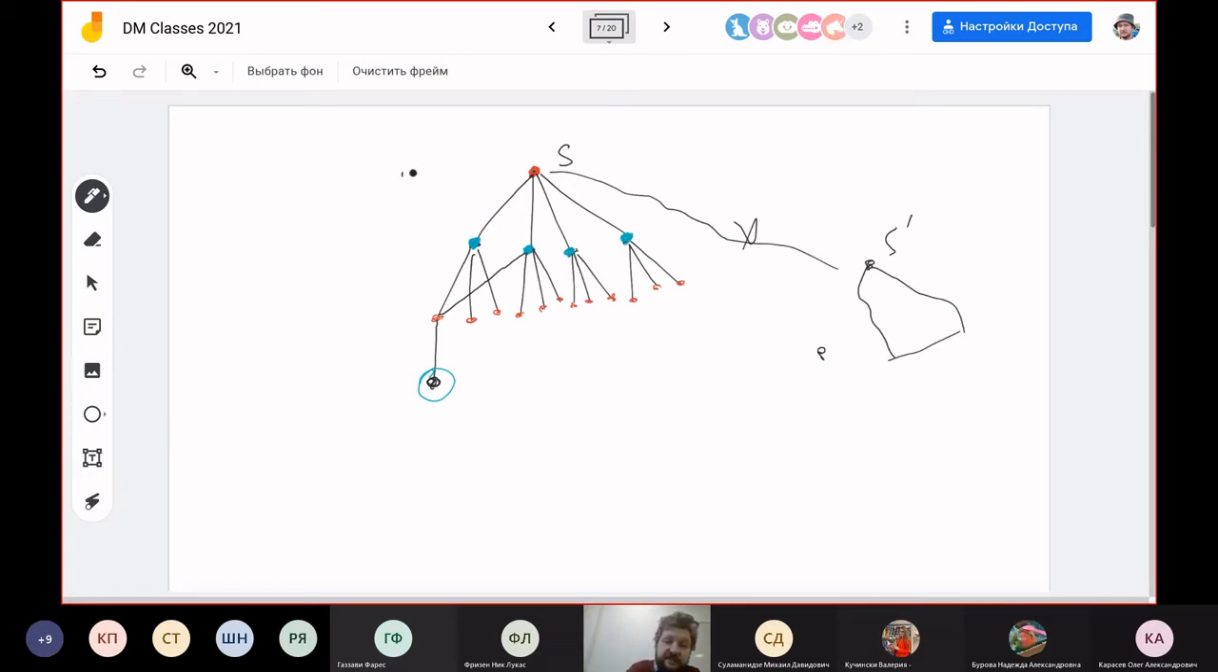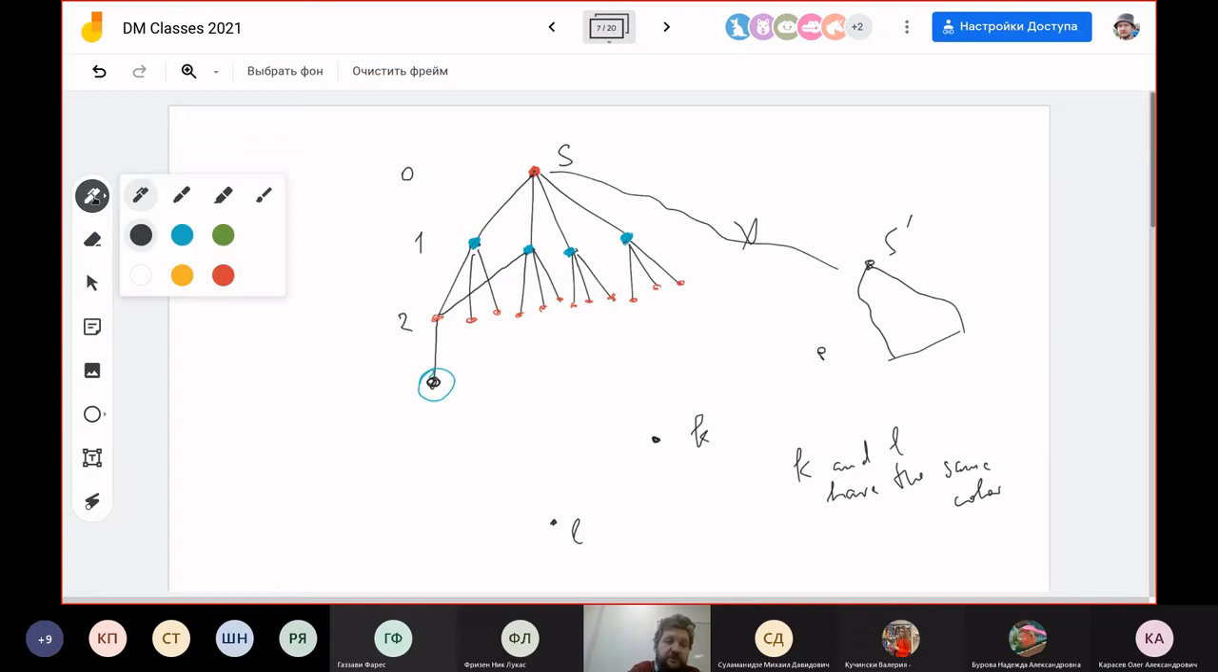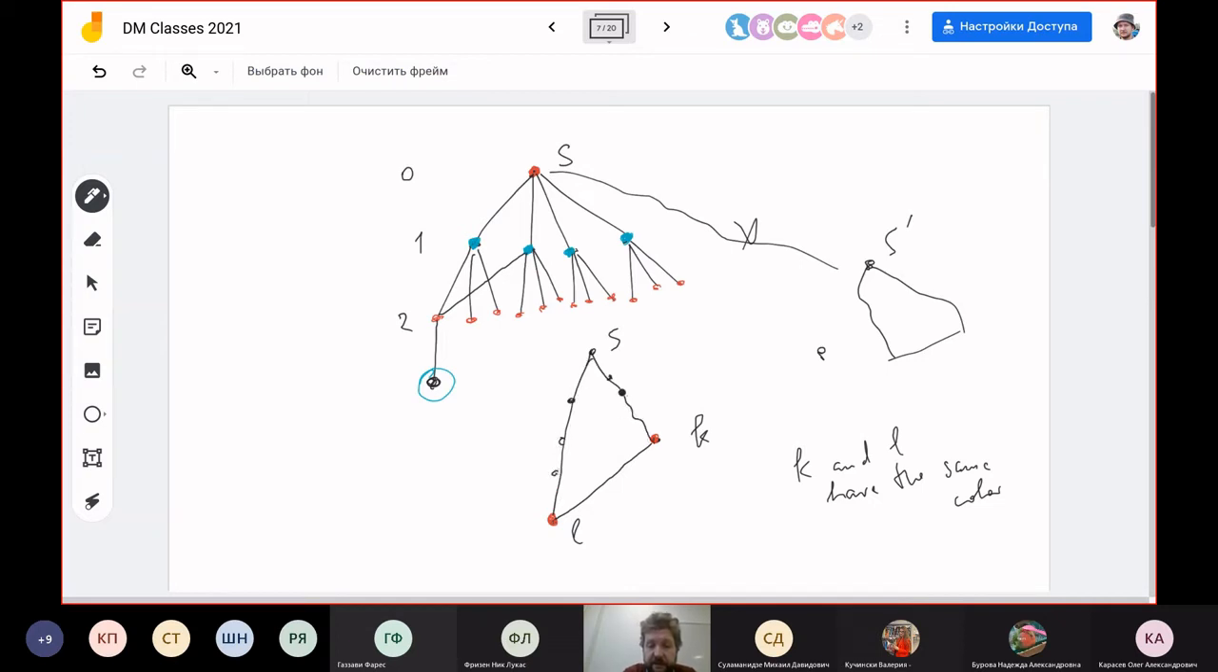So these are levels. This is level 0, this is level 1, this is level 2. And if the procedure fails, then it says that there is a level K and a level L such that K and L have the same color. Suppose they're both red. And we know that here there is this illegal edge. And then we'll have this S here, and we'll have this. These are not just paths, but there are many of them. And this is going to be an odd cycle.